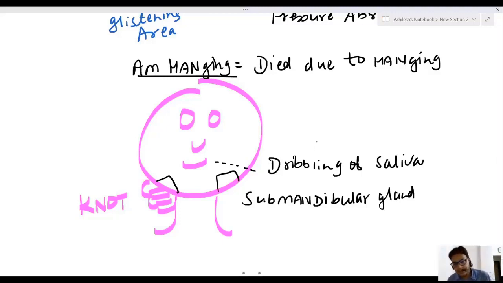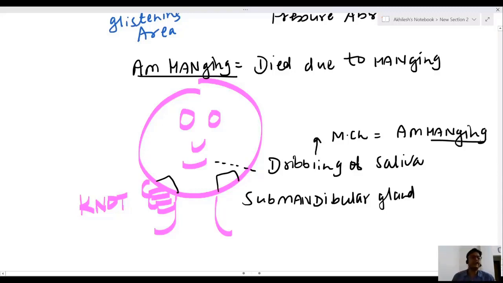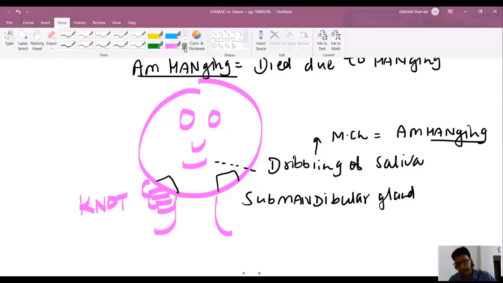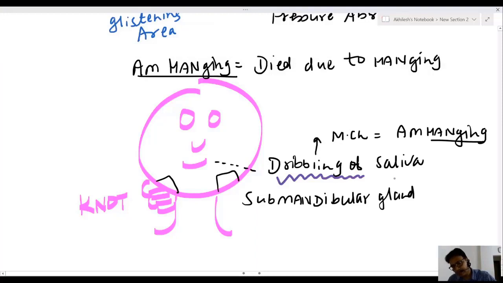And Doctor, this is the most characteristic finding of ante-mortem hanging. Sir, it suggests that the person died due to hanging, because after death, if you hang the body, saliva is never dribbled. So dribbling of saliva is the most characteristic finding of ante-mortem hanging.